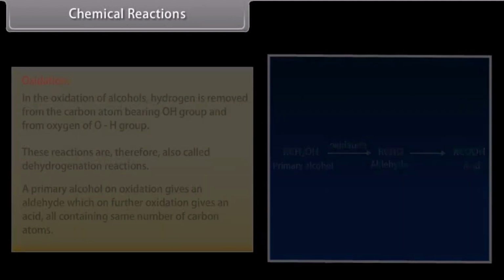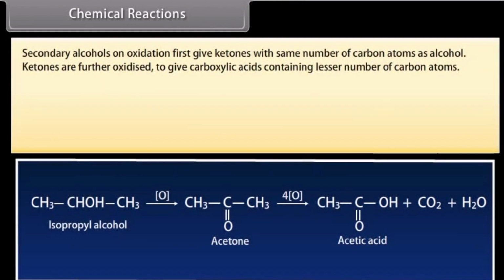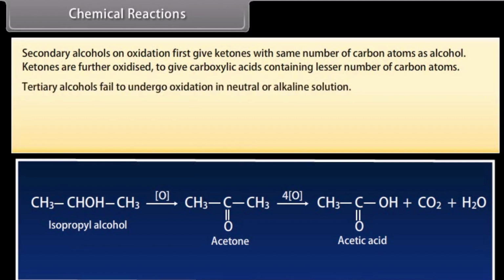carbon atoms. Secondary alcohols on oxidation first give ketones with the same number of carbon atoms as the alcohol. Ketones are further oxidized to give carboxylic acids containing a lesser number of carbon atoms. Tertiary alcohols fail to undergo oxidation in neutral or alkaline solution.